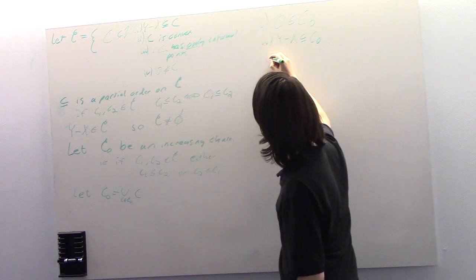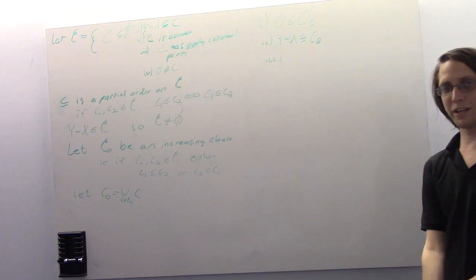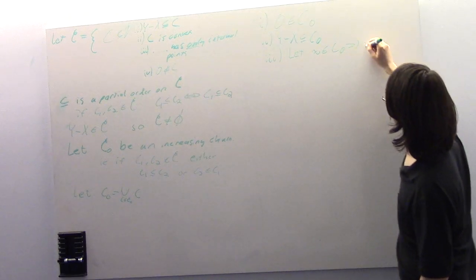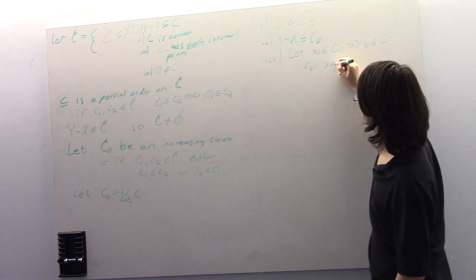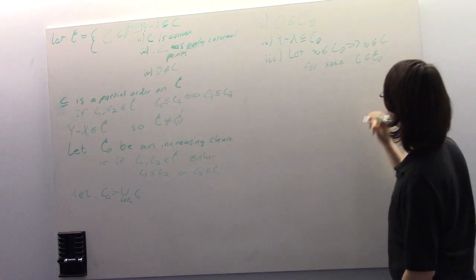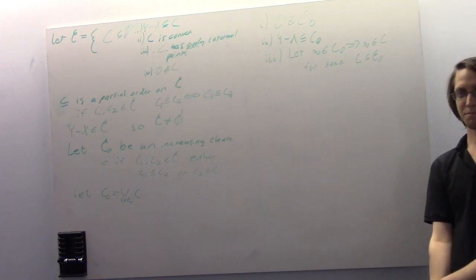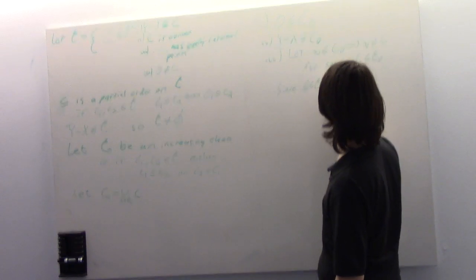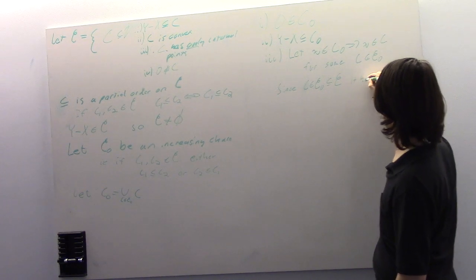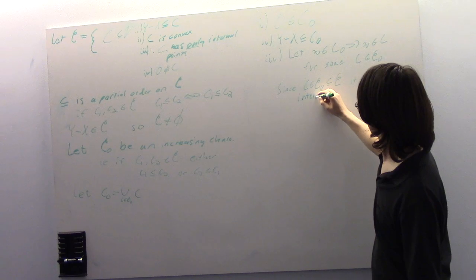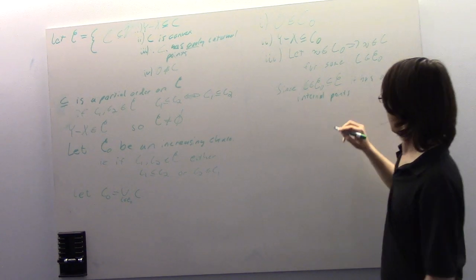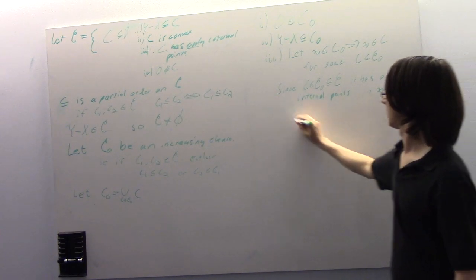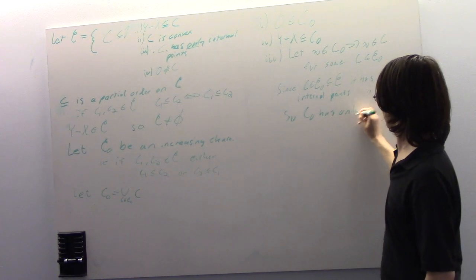Three. Is it only internal points? Let x be an element of C0. Then x is an element of C for some C in script C0. Right? By construction. Since C is an element of script C0, which is contained in script C, it has only internal points. So x is internal. So C0 has only internal points.